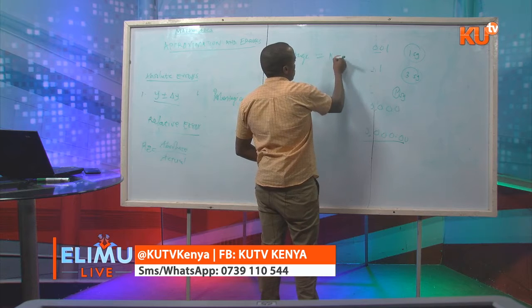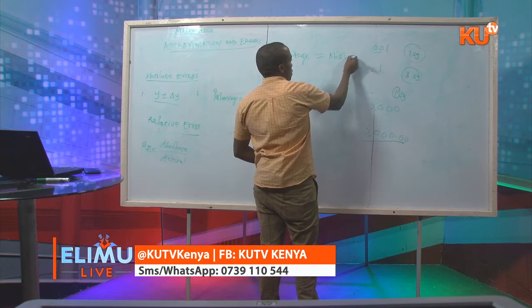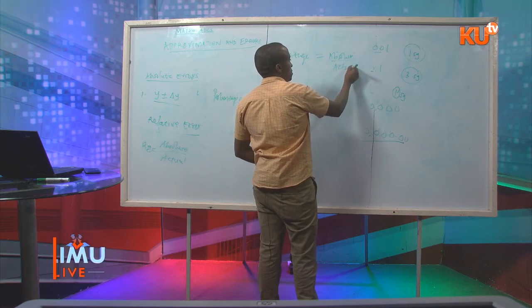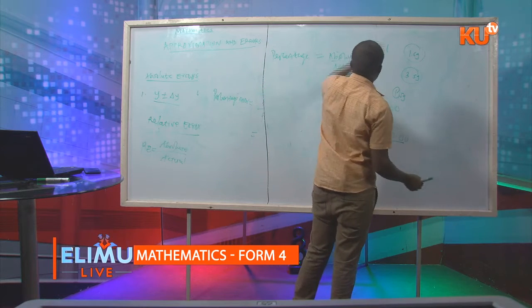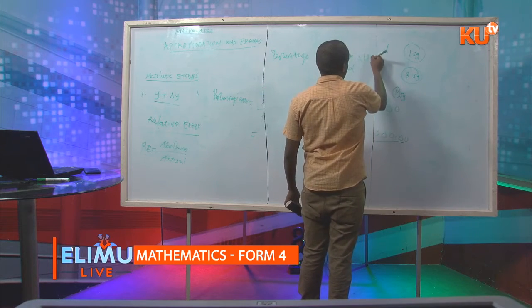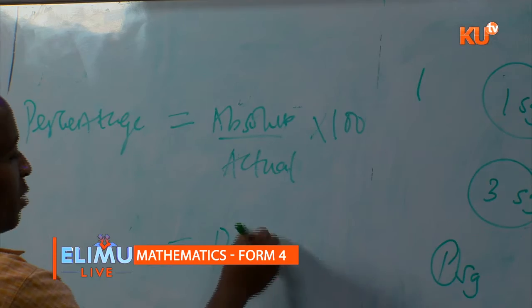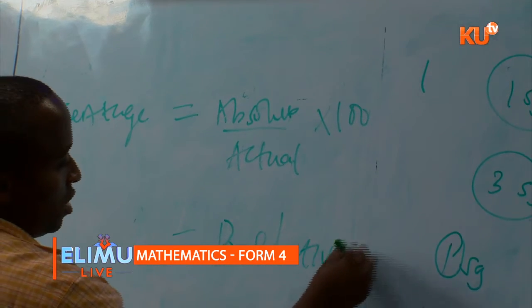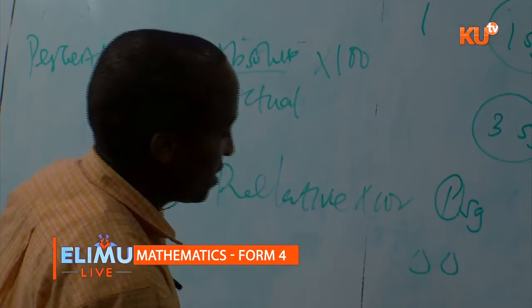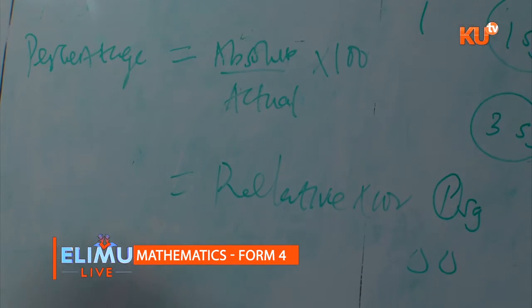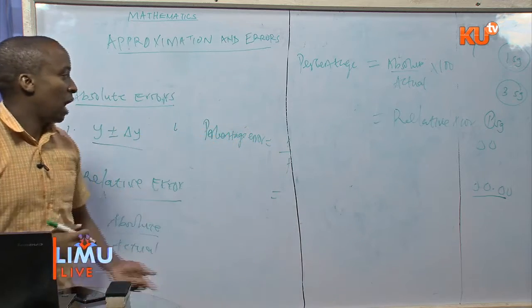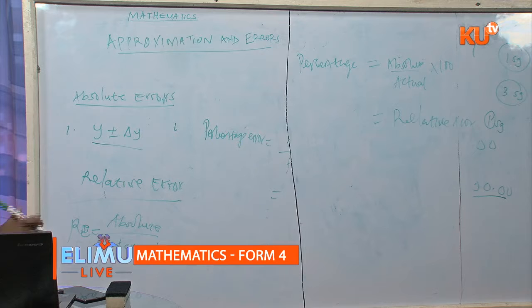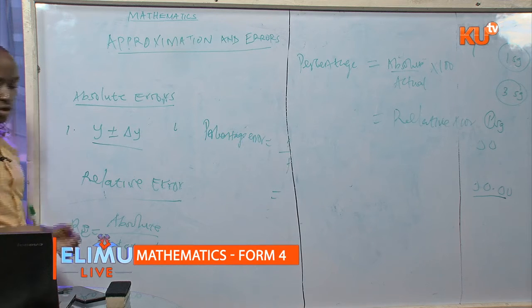that: absolute, you divide it by the actual measurement, then you multiply by 100. Or simply say that is relative multiplied by 100, and you get percentage. So these are the three concepts that we'll check today, how we go about them. Let's go to the first concept here.